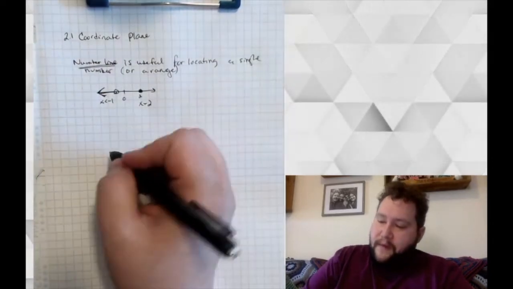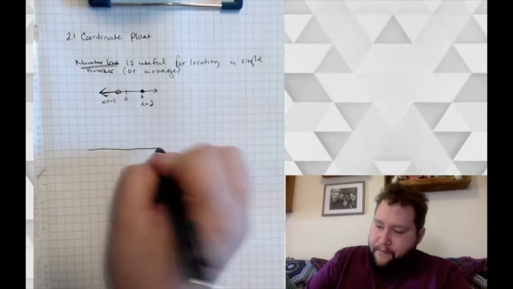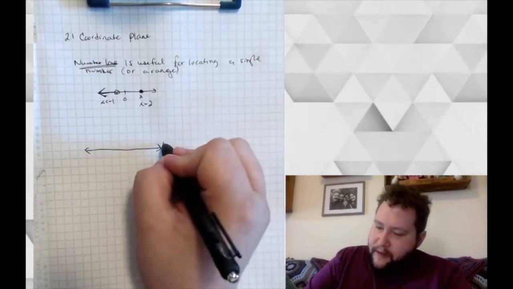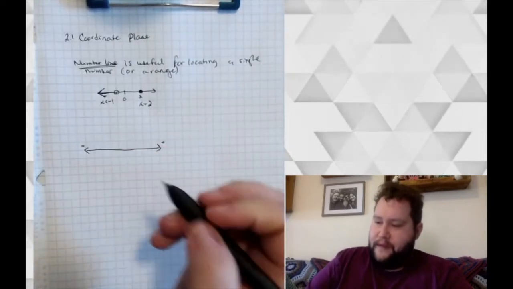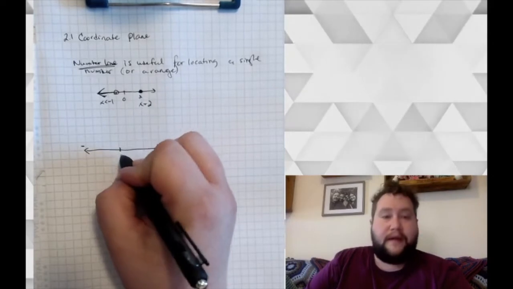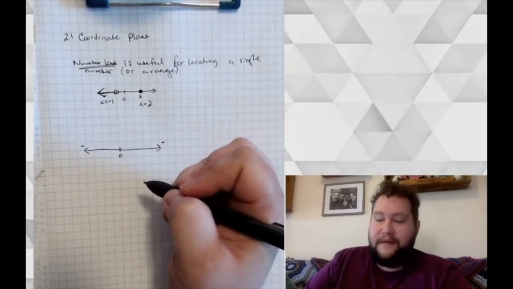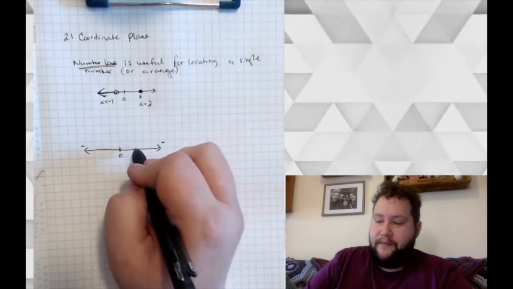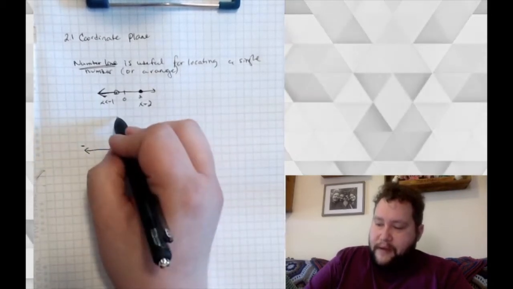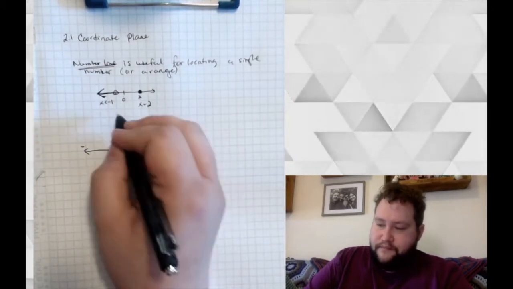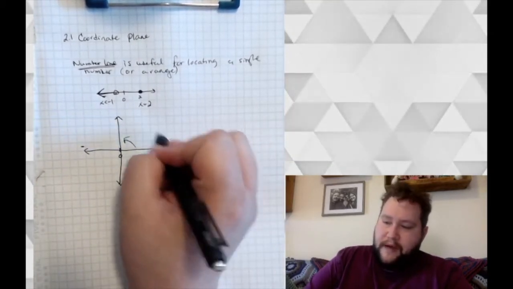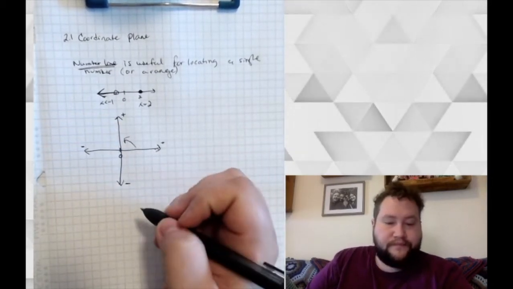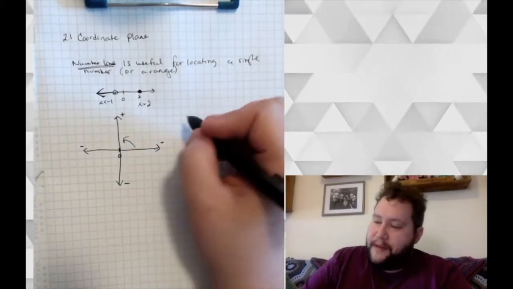So imagine that we start with our number line. It looks like this, right? Our positive is over here, and our negative is over here, and we can place our 0 right there. Well, if I were to take a second copy of this number line, rotate it, and put it here, the positive comes up here, and the negative comes over here. This is called the coordinate plane.